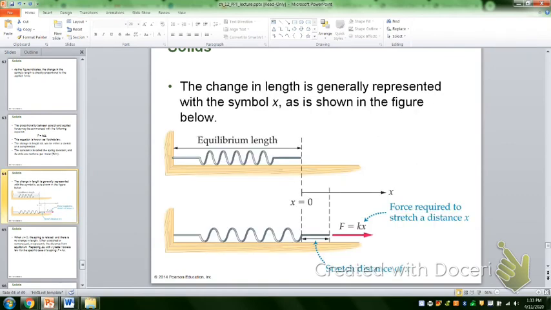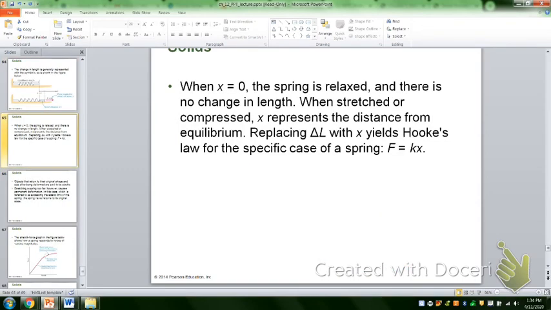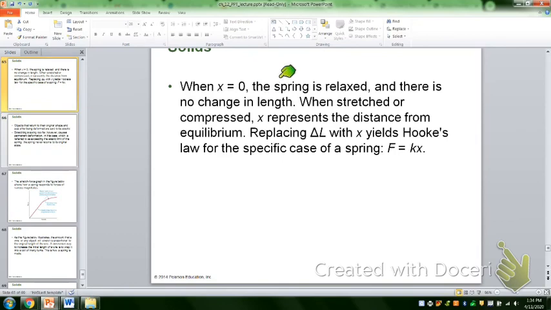And here it is written with the X when they're stretching the spring horizontally. Here it is in equilibrium. Pull it this far, and that would be your X. And here's the formula again. It's called Hooke's law: the force of a spring is equal to its spring constant times X, which is the length that it's stretched or compressed. So when X is 0, the spring is relaxed and there is no change in the length. When stretched or compressed, X represents the distance from the equilibrium.